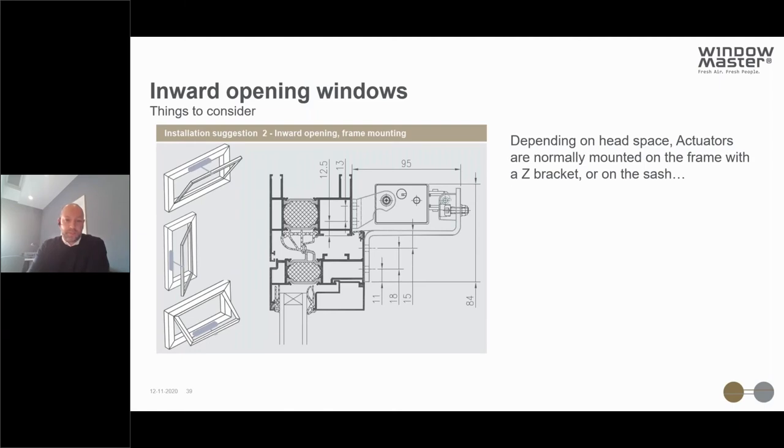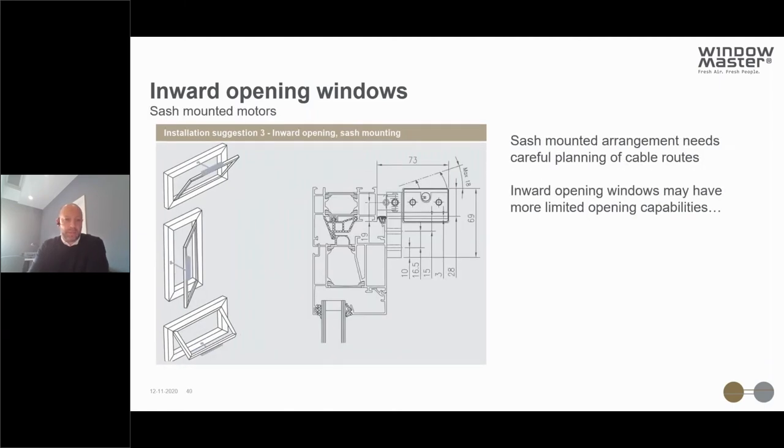Or if there's not sufficient headspace, it may be possible to mount the actuators on the sash. But in that arrangement, you need to just give a bit of extra consideration to the cable routes around the outside of the sash to get it back onto the frame.